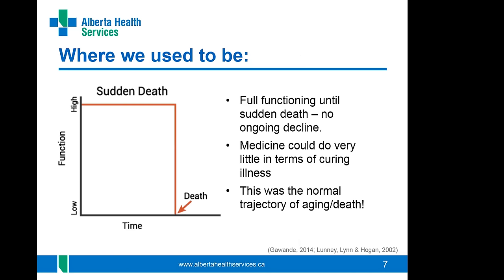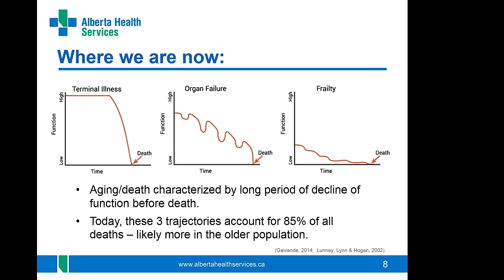Most people died this way because medicine could do very little in terms of curing disease or illness until after World War II. So there were very few decisions to be made, and people often passed away quickly from relatively minor things that we're now able to treat. So this is where we are now. Looking at these 3 trajectories, whether it's terminal illness, organ failure, or frailty, this now accounts for over 85% of deaths.